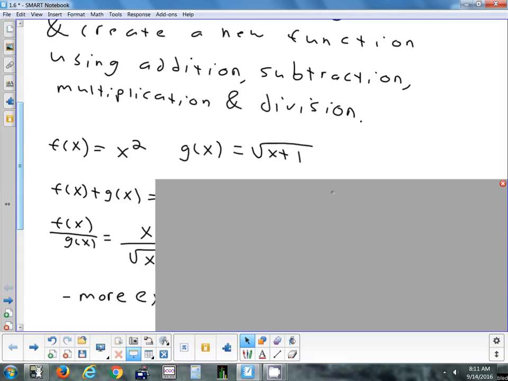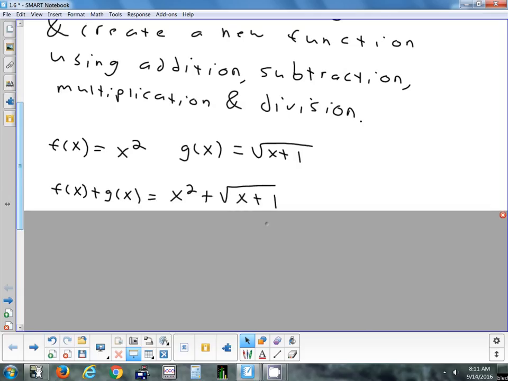Here's one example of how you could combine them. I could take f of x and g of x and simply add them together. Now we've created a new function, x squared plus the square root of x plus 1. That's a very simple way to combine two functions together.